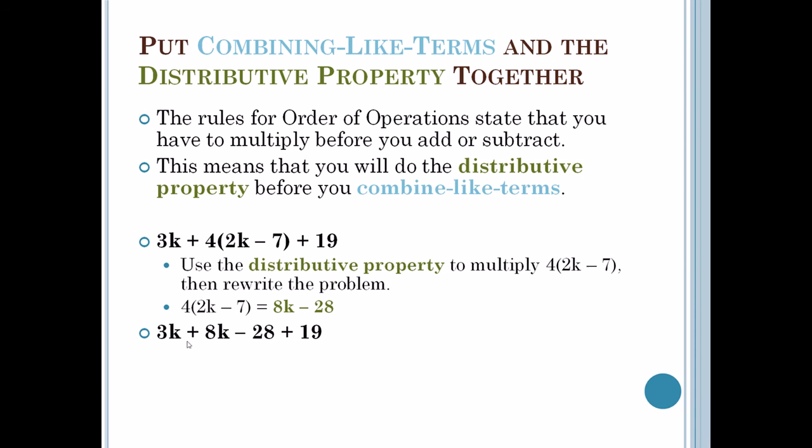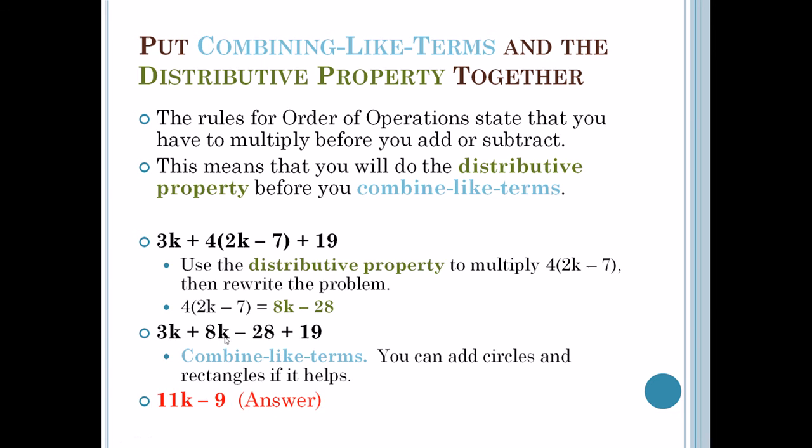All right, is there any other multiplying? No. So let's combine like terms. And if you want to go ahead and add the circles and the rectangles, if it helps keep you organized, please go ahead. In this case, I have 3k plus 8k gives me that 11k. Negative 28 plus 19.